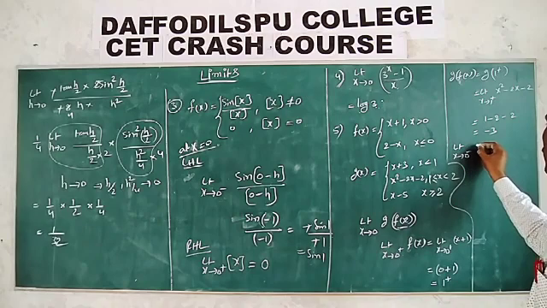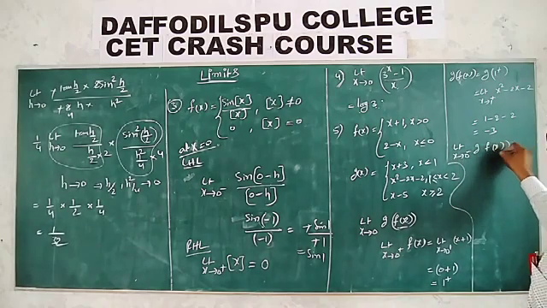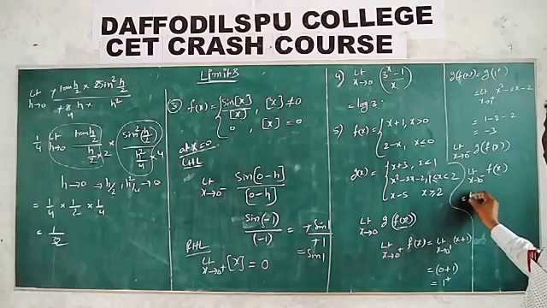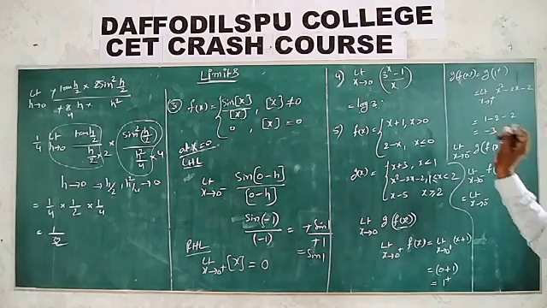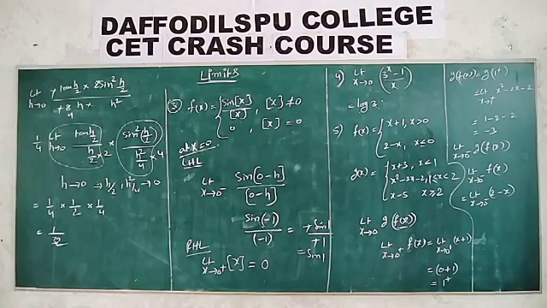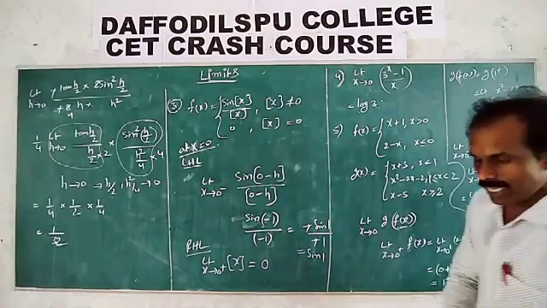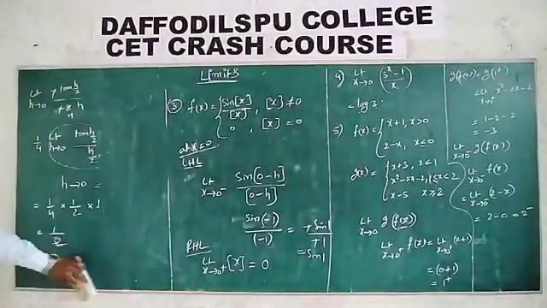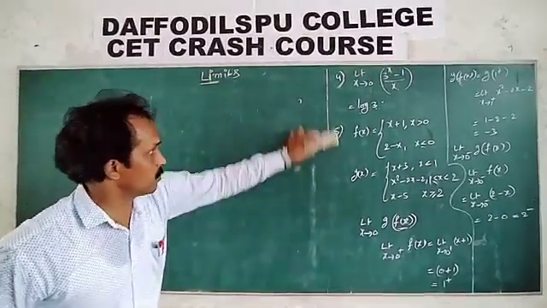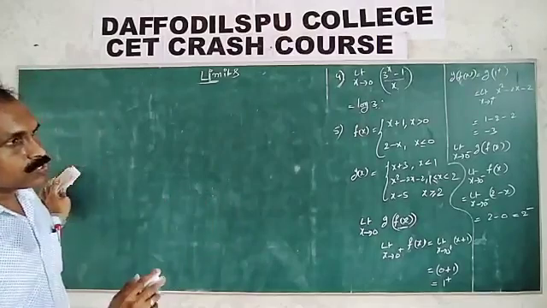Right hand limit completed. Left hand. Limit as x tends to 0 minus of g of f of x. First I take f of x. Limit as x tends to 0 minus, what is f of x? The 0 minus value is equal to this one, 2 minus x. Substitute 0: 2 minus 0 is equal to 2, that is 2 minus. Now you take g of f of x.